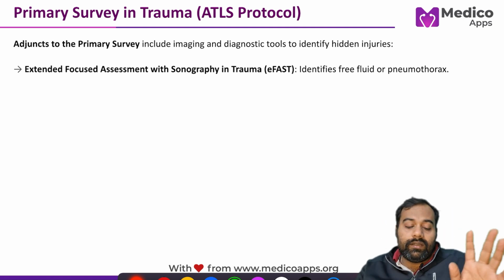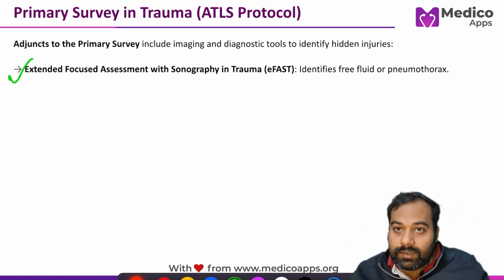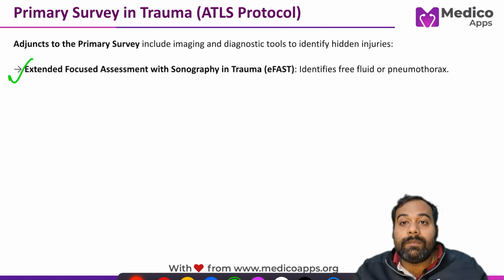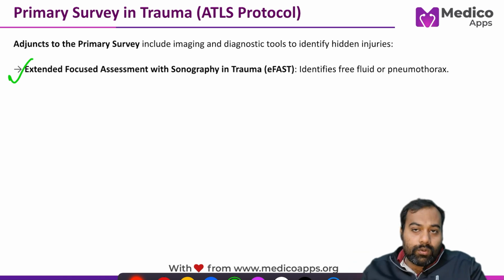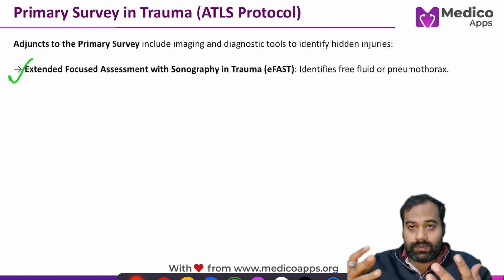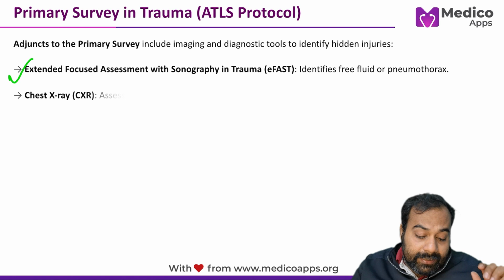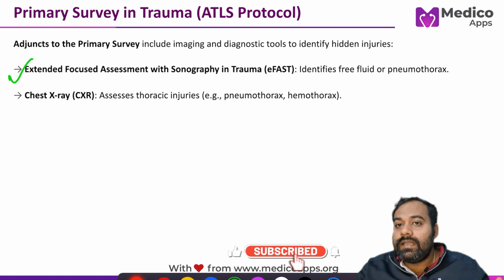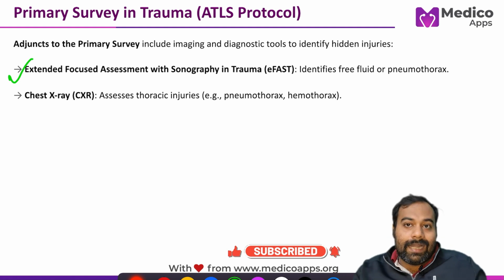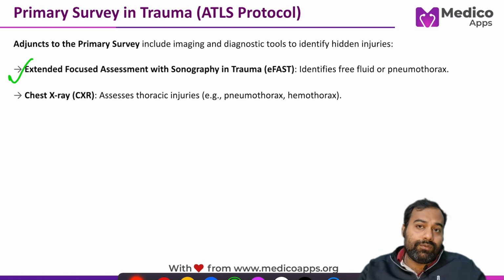Okay, so here the first test that comes to our mind is the eFAST, which is extended focused assessment sonography in trauma, right? Now it basically identifies free fluid inside the peritoneum as well as free fluid inside the thorax. Also it will help us to identify pneumothorax as well. Okay, then we have the chest X-ray, which is able to assess any possible thoracic life-threatening injuries. That includes flail chest, pneumothorax, and hemothorax as well, right?